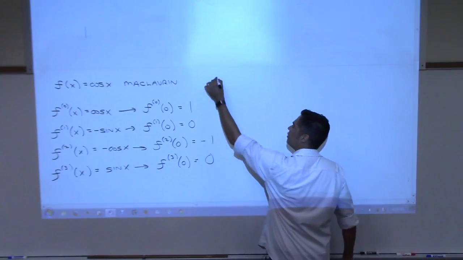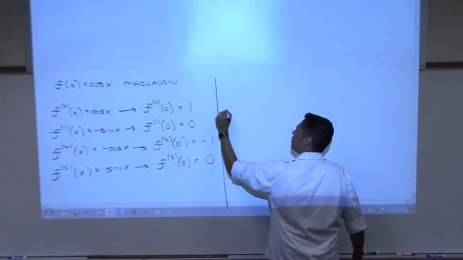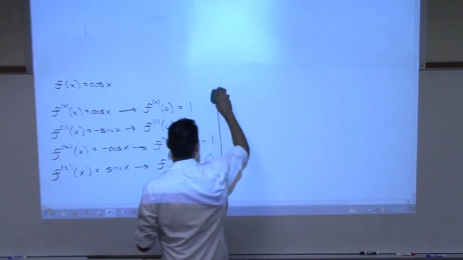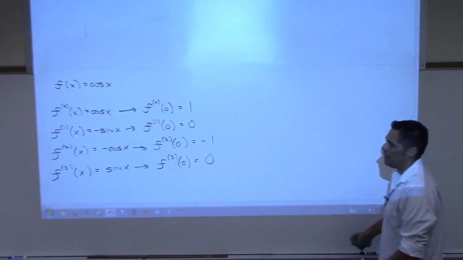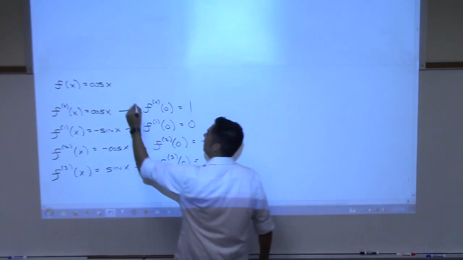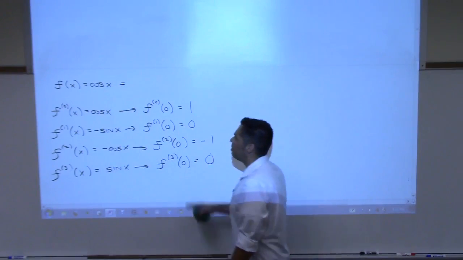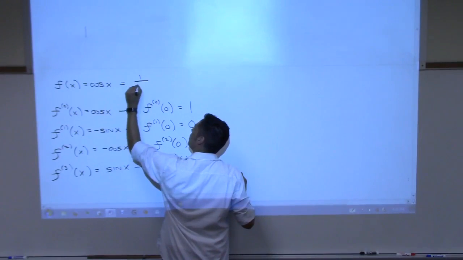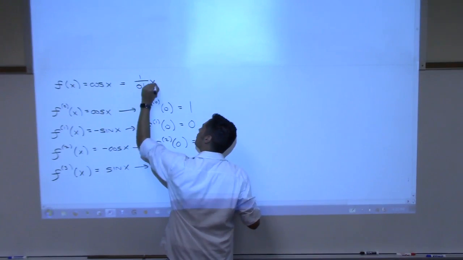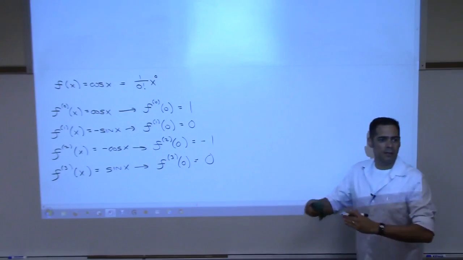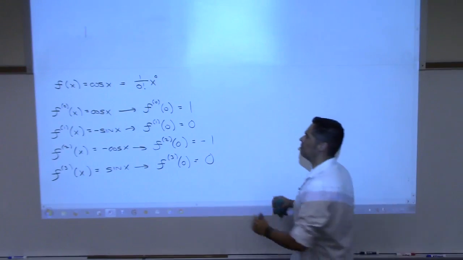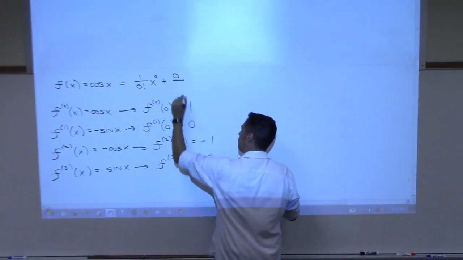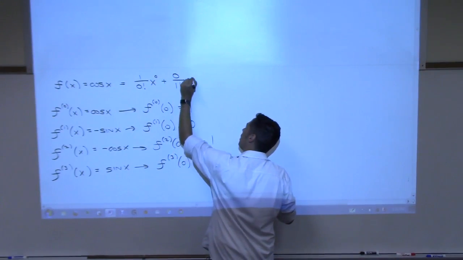So with that in mind, cosine x, do it up here because I want to write it up. I don't want to erase that yet because I know I wrote that really fast. Cosine x should be the first number we got, right? 1 over 0 factorial x to the 0. I'm using the formula again, right? Plus the next number we got, 0 over 1 factorial x to the first.